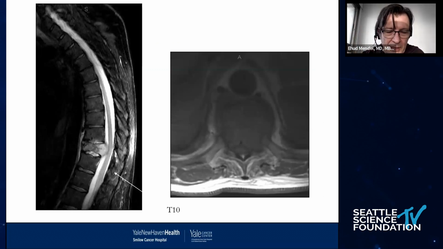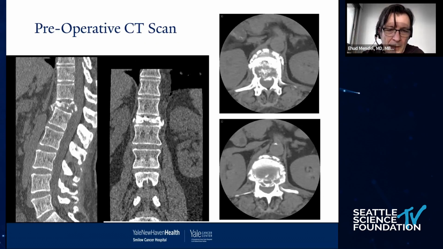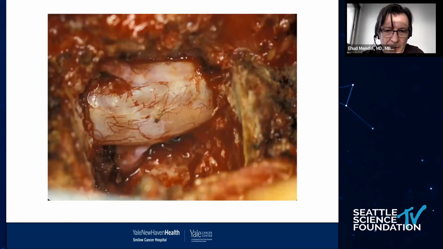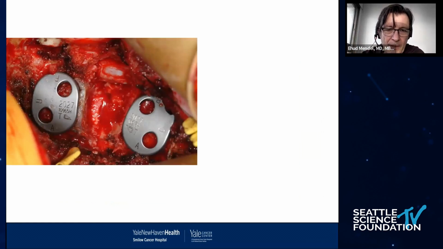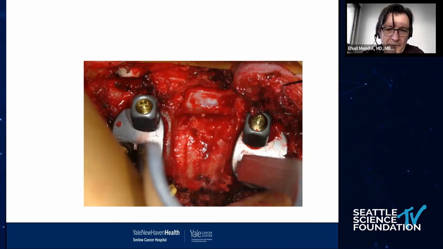Here's a patient with metastatic melanoma with pathologic fracture, bone in the canal that ended up with a vertebrectomy and a reconstruction here.